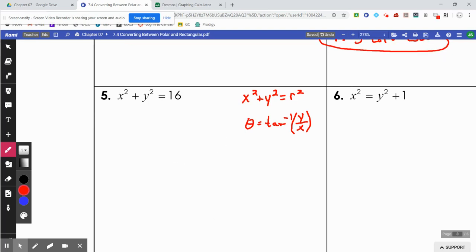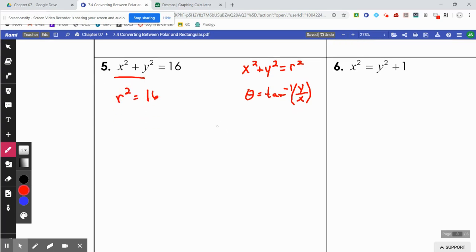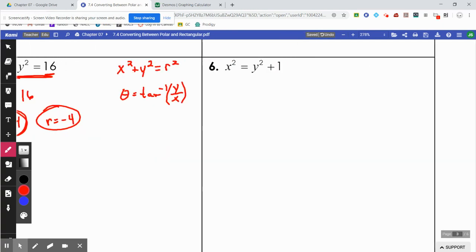So here, x squared plus y squared is equal to r squared, so r squared is 16. Take the square root: you can do either r is 4, or if you did r equals -4, you actually get the exact same graph. So we know this is a circle. x squared plus y squared equals r squared in a rectangular coordinate system is a circle, where this is the radius squared. So to graph that in polar, it's very simple. r equals 4, or r equals -4 would give you the exact same circle.